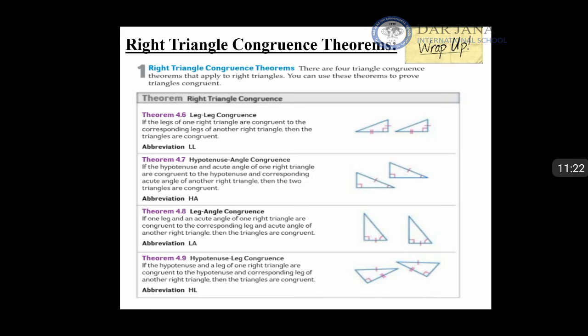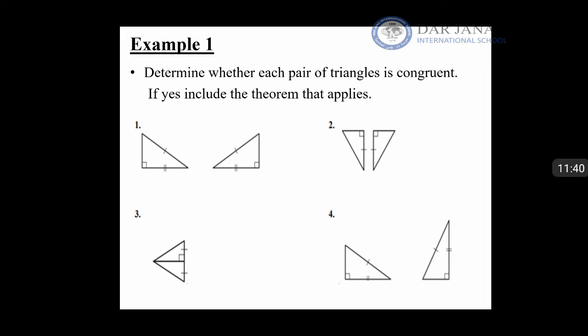If you notice, in the first theorem we're going to need the legs, in the second theorem we're going to need the hypotenuse and an angle, and pay attention, it's the acute angle. The third theorem we're going to use a leg and an acute angle, and in the last theorem we're going to use the hypotenuse and one of the legs. So let's practice.